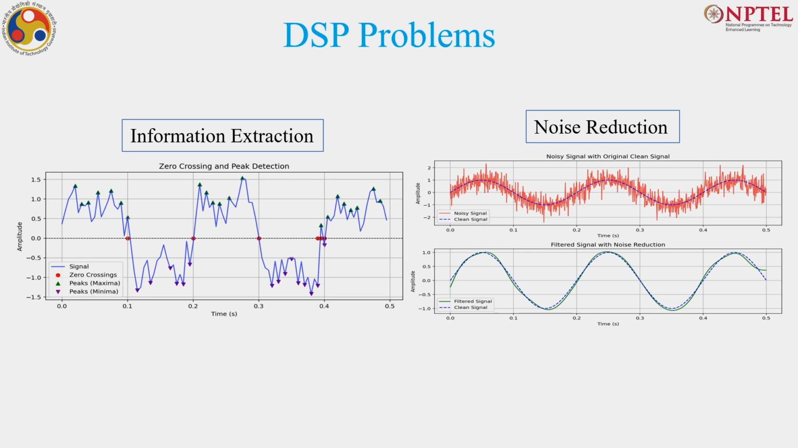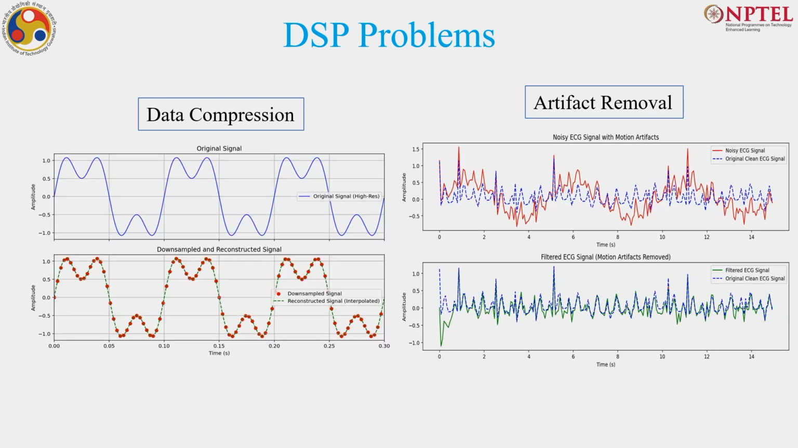Some typical DSP problems include extracting information, like finding the peaks and zero crossings, and noise reduction, as I said, where I have an actual sine wave but it is contaminated with noise and I want to filter or clean it. I may also want to compress the signal, say I have this signal and I want to represent it with a very few number of points, and this can be useful for transmission. Artifact removal is another signal processing application, where artifacts are a kind of noise which are signal for some other problems, but noise for this problem. So, removing these artifacts is a signal processing problem.